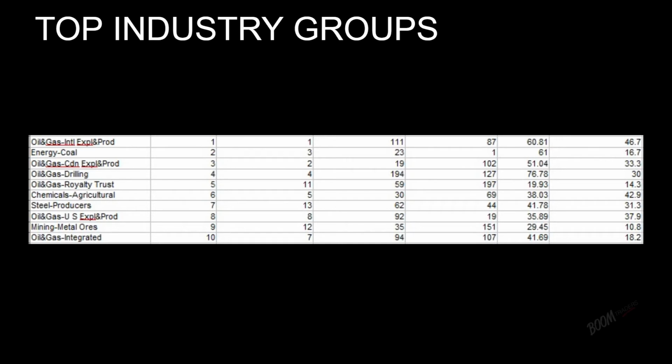energy-dominated group rotation in top industry groups. We have 6 of 10 oil and gas related. We also have energy coal in the second spot. We have chemicals and agriculture, and we have steel producers and mining, metal ores also coming into play. That's pretty much a direct result of the geopolitical tensions. There's nothing more to it, there's nothing less to it.